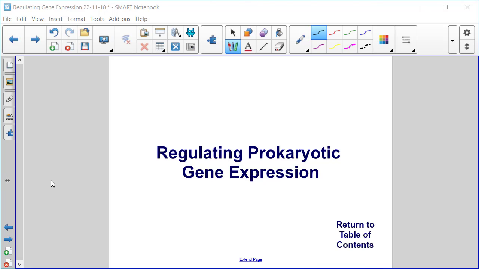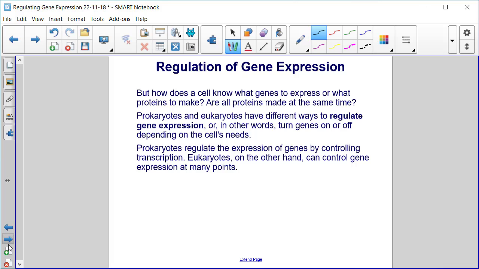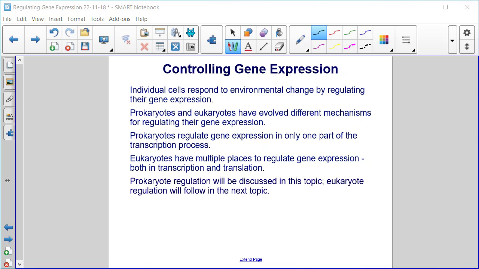Regulating prokaryotic gene expression. How does a cell know what genes to express or what proteins to make? Are all proteins made at the same time? Prokaryotes and eukaryotes have different ways to regulate gene expression, or in other words, turn genes on or off depending on the cell's needs. Prokaryotes regulate the expression of genes by controlling transcription. Eukaryotes, on the other hand, can control gene expression at many points.